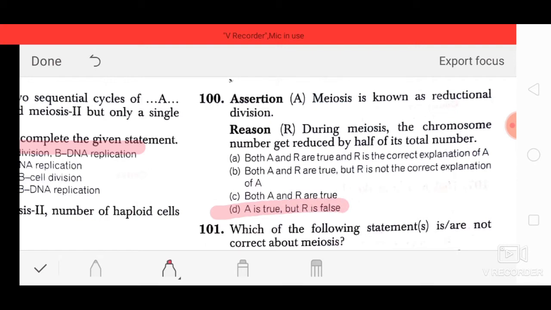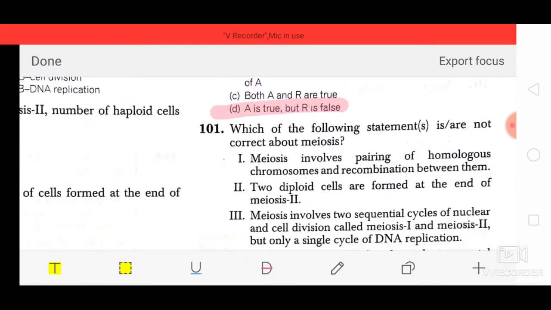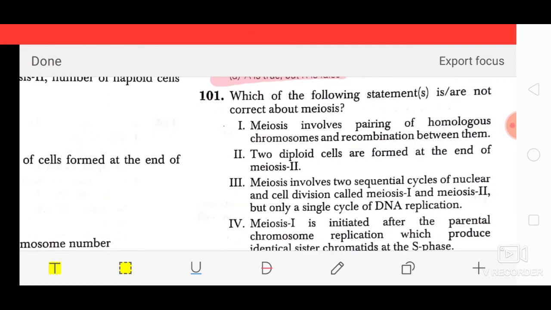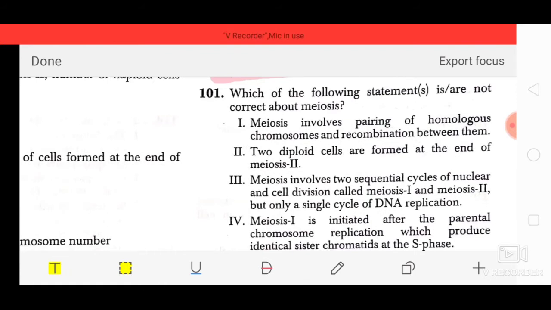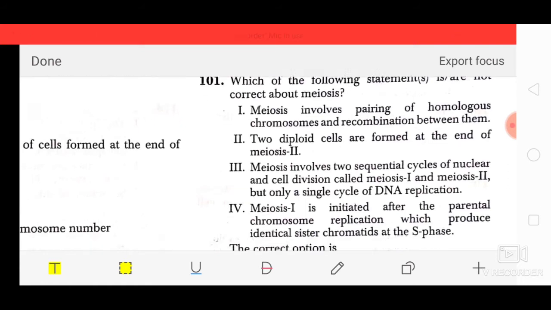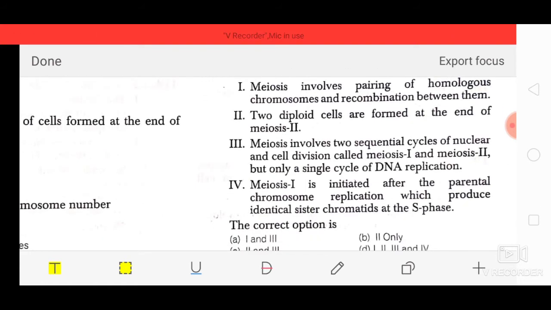Now question number 101: which of the following statements are not correct about meiosis? Statement 1: meiosis involves pairing of homologous chromosomes and recombination between them. Second: two daughter cells are formed at the end of meiosis 2. Third: meiosis involves two sequential cycles of nuclear and cell division, called meiosis 1 and meiosis 2, but only a single cycle of DNA replication. Fourth: meiosis 1 is initiated after the parental chromosome replication, which produces identical sister chromatids at the S phase.